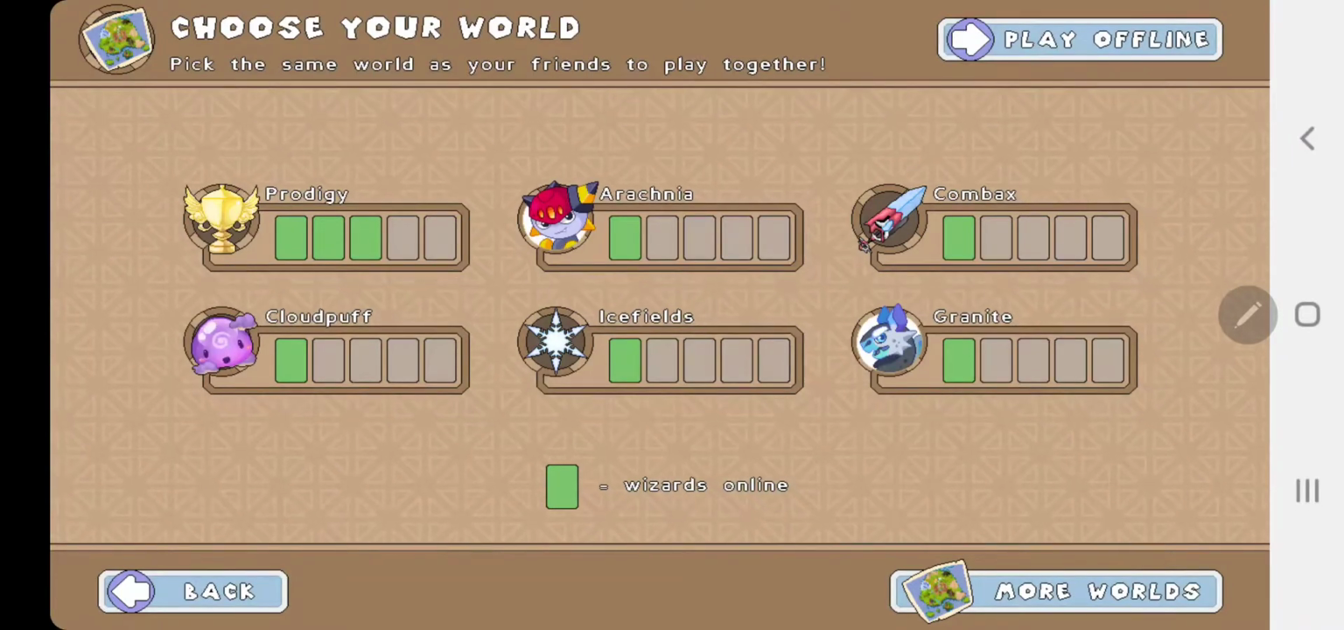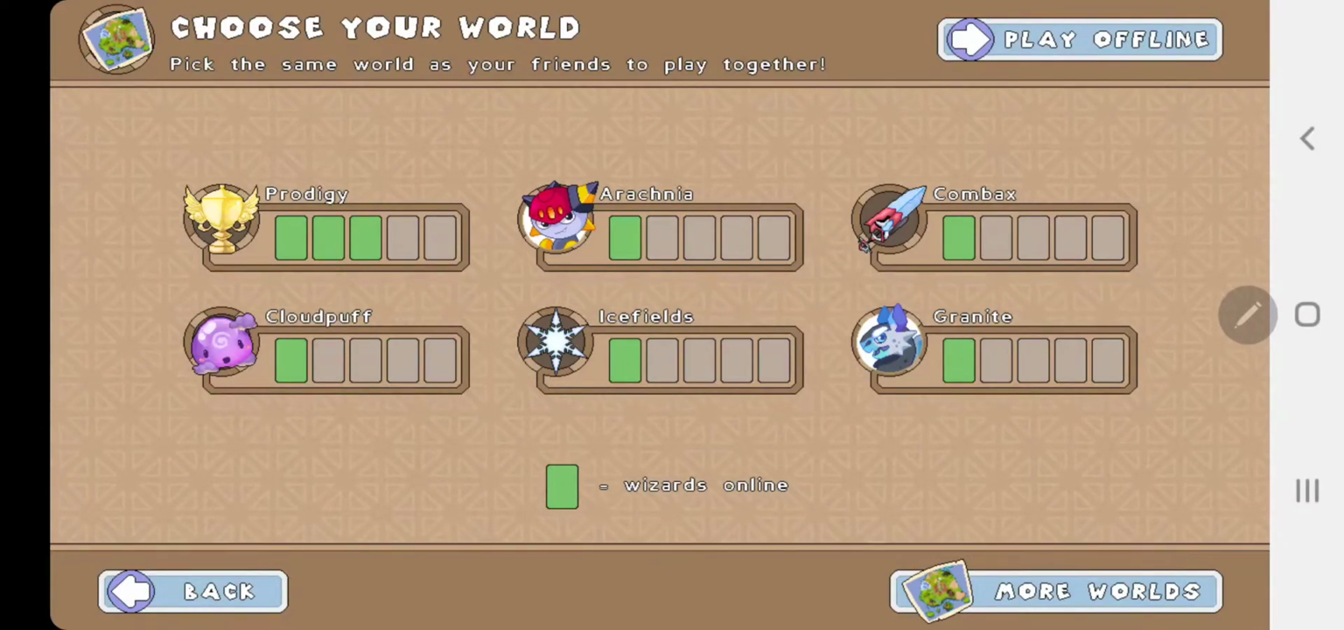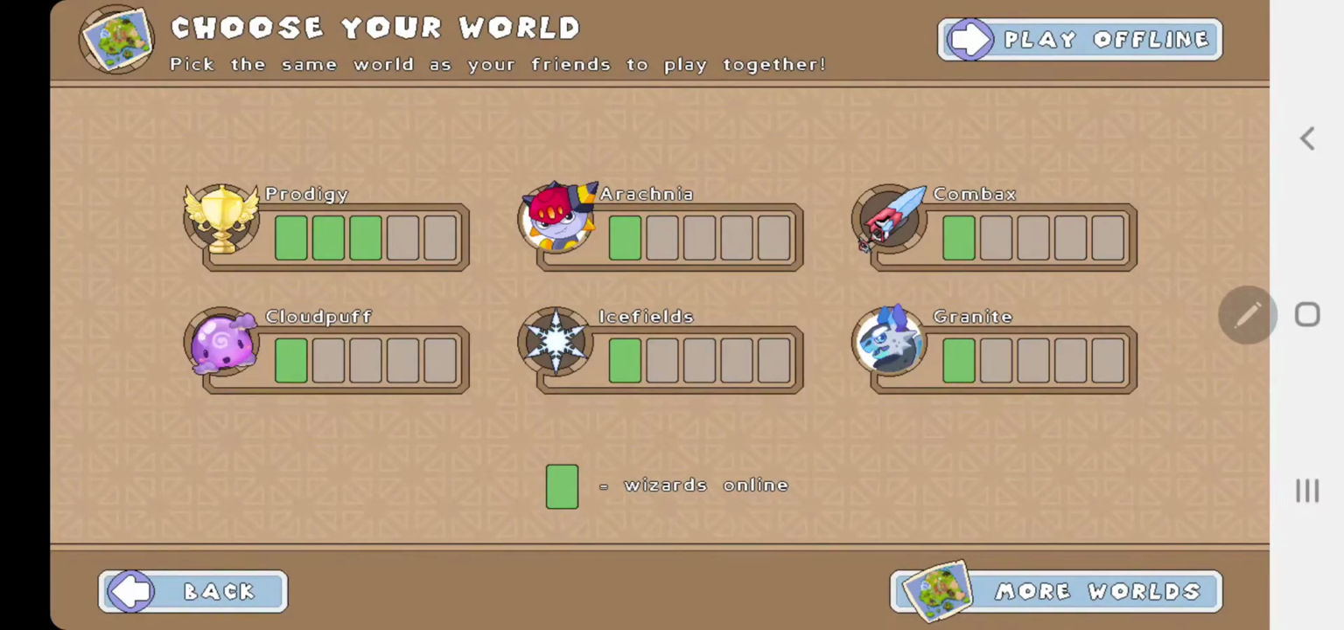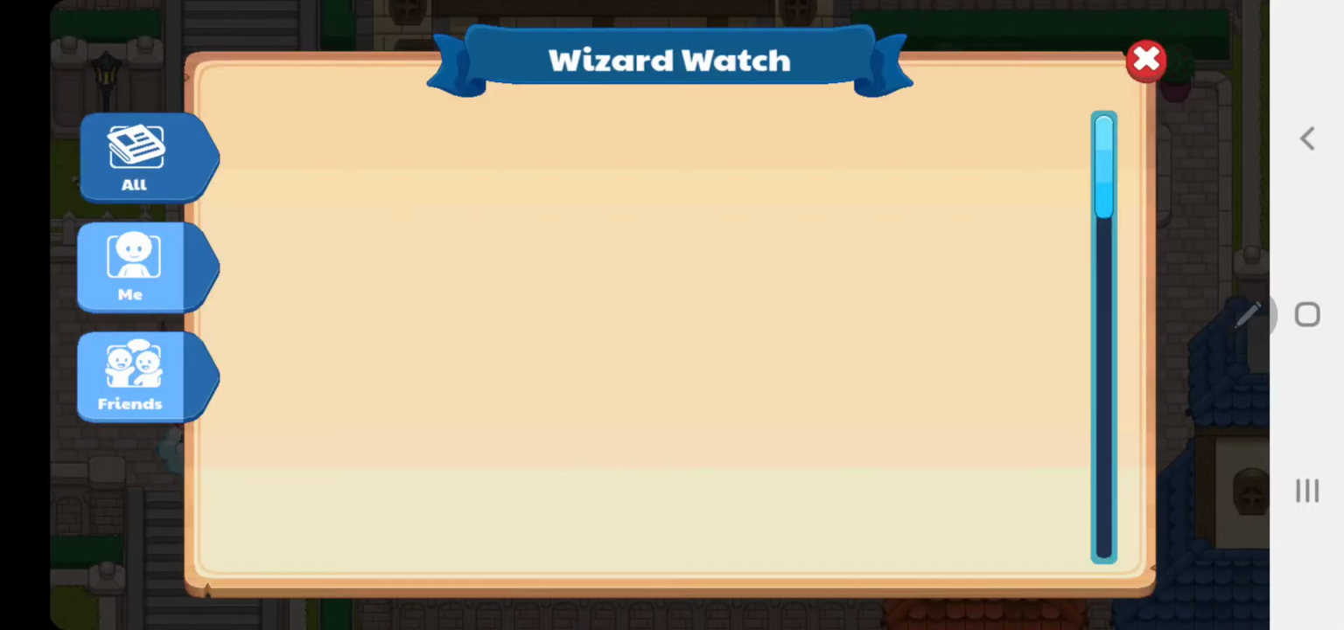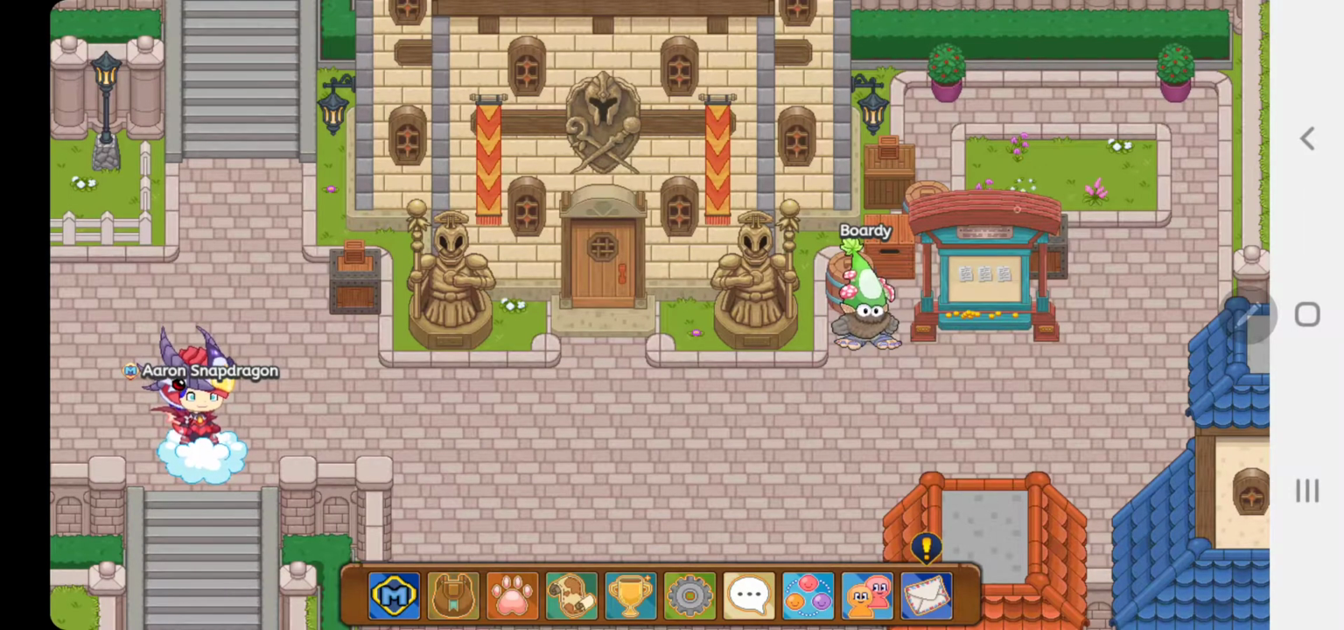Mm-hmm. So it doesn't matter where you go, but if you want to play with friends, you will need to go to the same island that they go. I just put one randomly because my brother doesn't want to. Oh, yeah, you have to. There it is. I'm just going to change this right here.